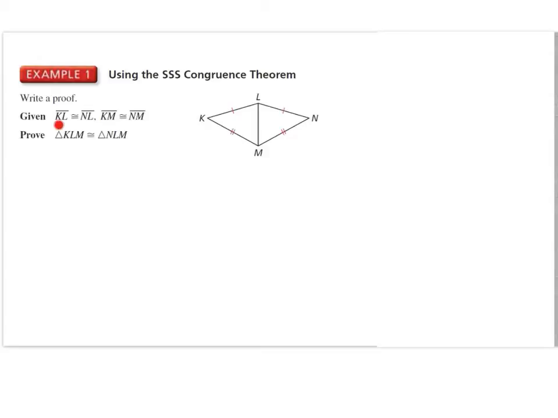Here we are given that side KL is congruent to side NL, so make sure you take time to mark your picture if it's not already marked. And then KM is congruent to NM, so we have a different number of markings for these two corresponding sides. And then we're trying to prove that these two triangles are congruent. So I already see that the triangles are sharing the same side. That's always going to be somewhere in your proof when two shapes are sharing the same side.